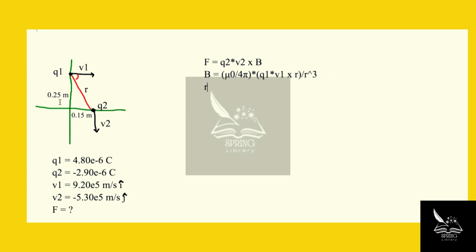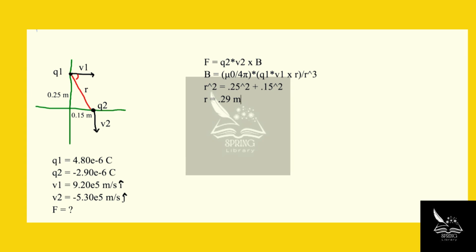So we have a nice little triangle here where the x coordinate is 0.15, the y is 0.25. So we can use the Pythagorean theorem, where we know that r squared is just going to be equal to 0.25 squared plus 0.15 squared. And when we plug that in and solve, we can get that r is going to be 0.29 meters. So we have our r now.